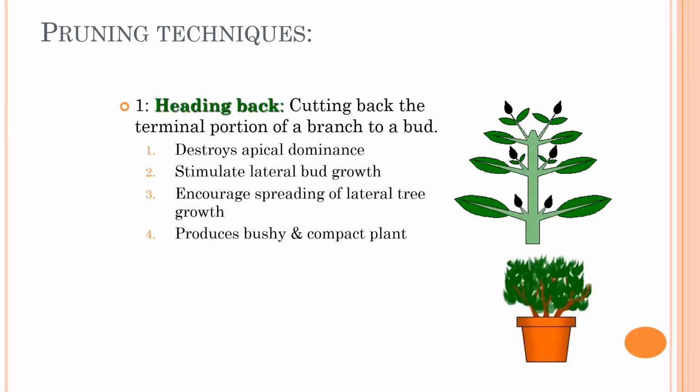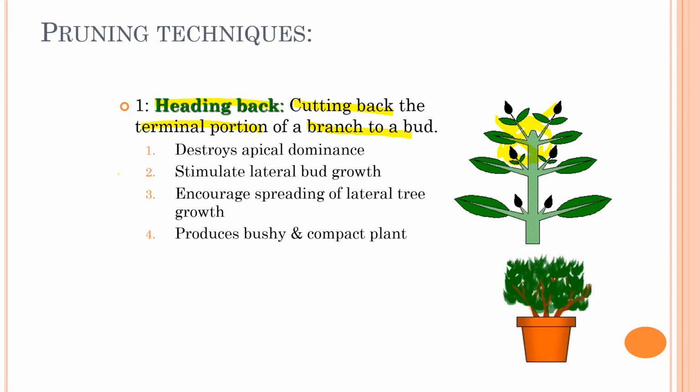Now, there are two main techniques for pruning. The first one is called heading back. We have to understand these two different types, because it is very important. Heading back means cutting back the terminal portion of the branch to a bud. Basically, you don't cut the whole branch, you cut only part of the branch. You don't cut it from here, you cut only one part of the branch.